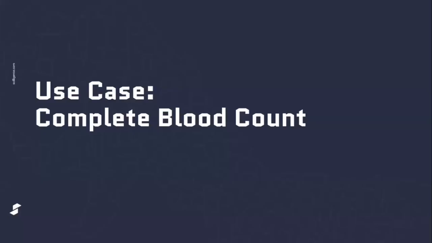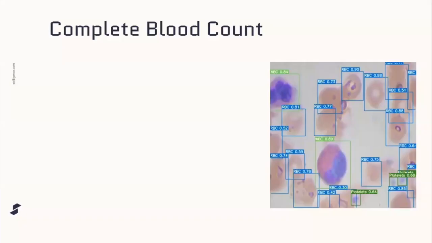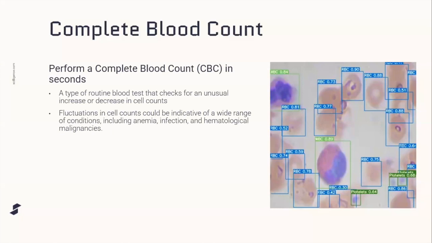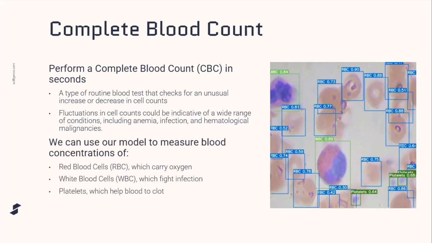So I'm going to go through 2 use cases for this. The first one is a complete blood count, which is done every day around the world, thousands of times a day. It's just a general test to assess a sample to see how the specimen's doing. You can use a blood count to get an idea of any sort of anemias, blood infections, or cancers. Our model can assist with this. It can get a quick, few-seconds count of red blood cells, white blood cells, and platelets to help you assess the sample.